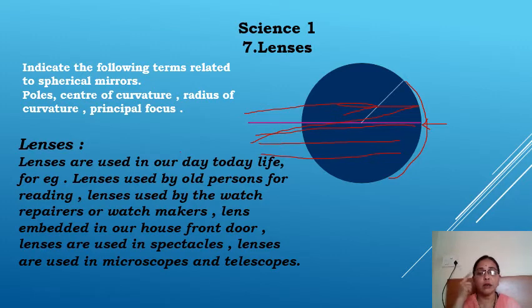The spectacles, what is there? That is called a lens, whatever the glass which helps me to see clear things. So lenses are used in microscopes also, as well as in the telescope.